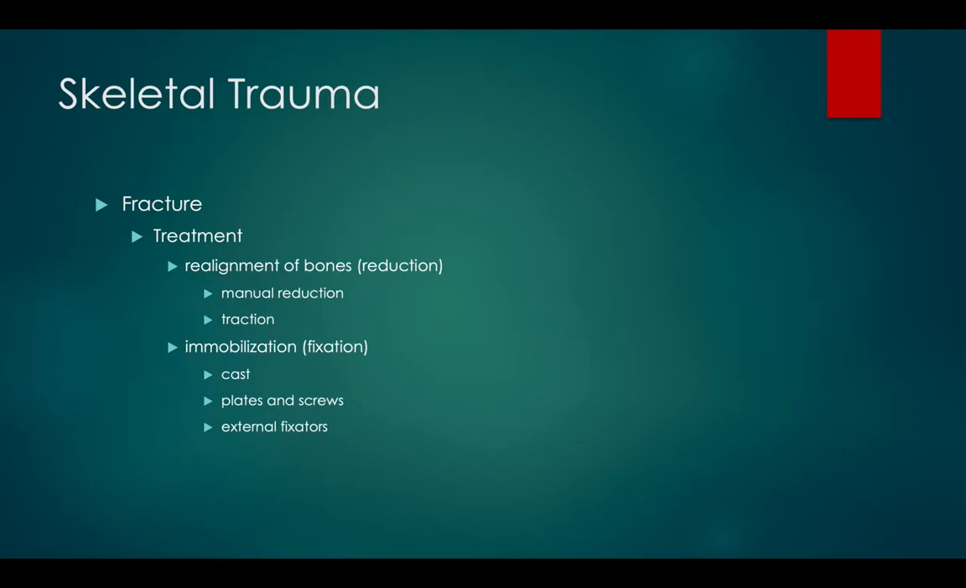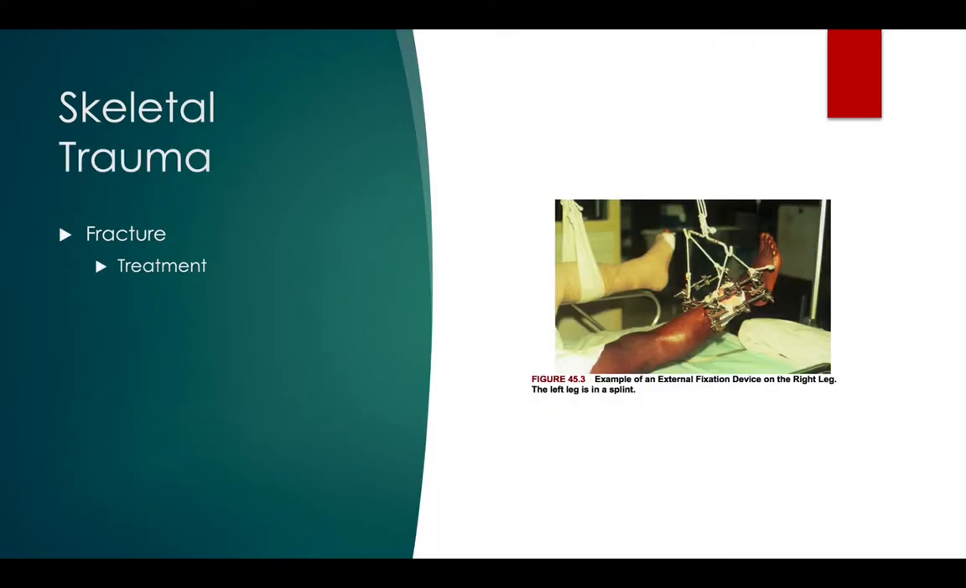Basically you put multiple pins through each part of the broken bone, and then you get several metal pieces on the outside that tie those pins together and keep them in alignment, and thus keep the bone in alignment. And I'll show you some pictures of those here.